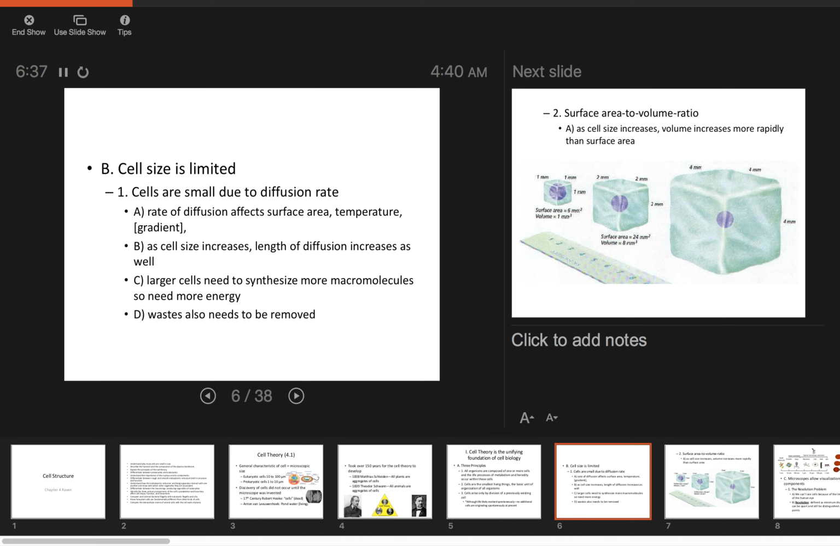Now in your book, it says something like list 4 factors or variables that may affect the rate of diffusion. In your book, they have it numbered really nicely. So I encourage you to take a look at your book to answer that question.